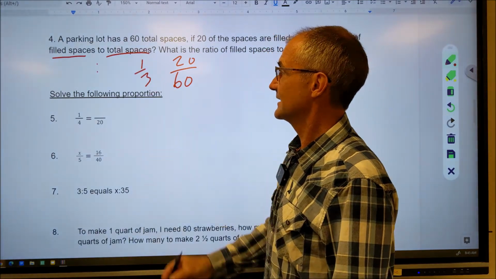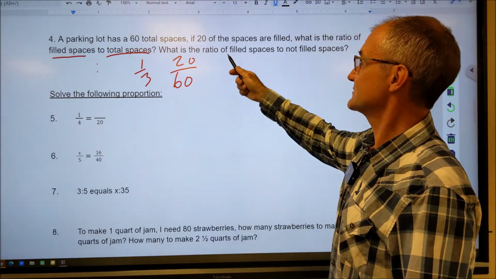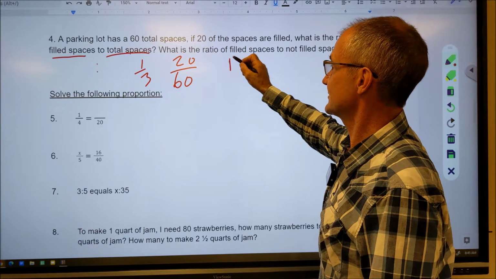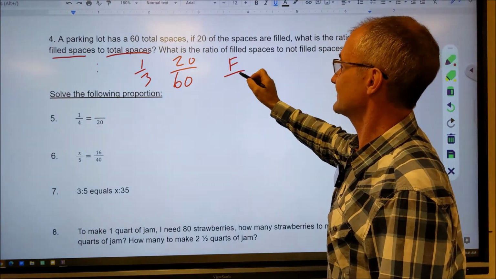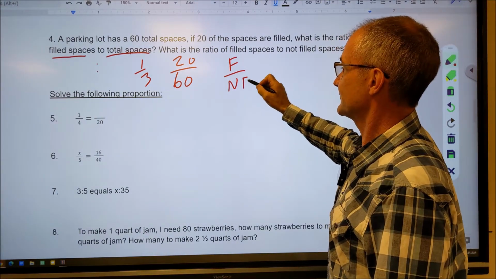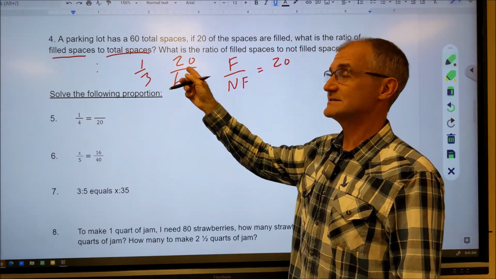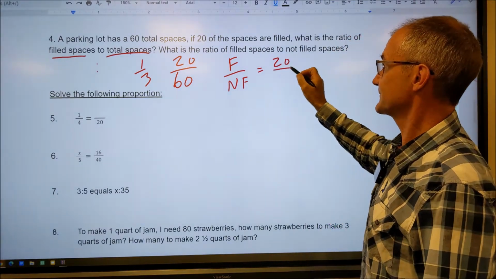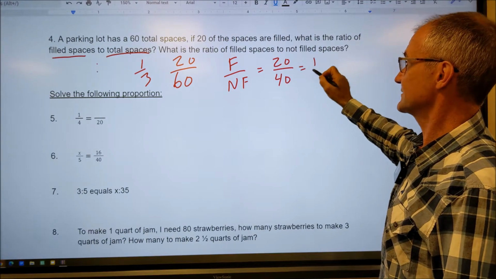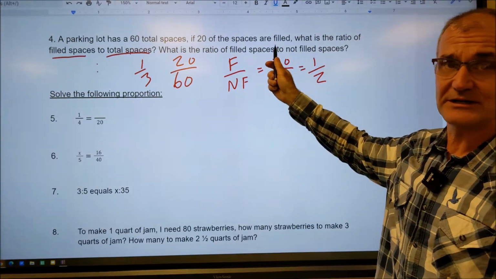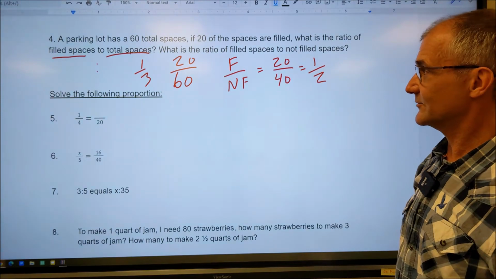There's a second problem here. What is the ratio of filled spaces to not filled spaces? Well, filled spaces is still 20. Not filled is 60 minus 20, 40. So 20 to 40, or reducing to 1/2. So you've got to read pretty carefully to get what ratio they're looking for.